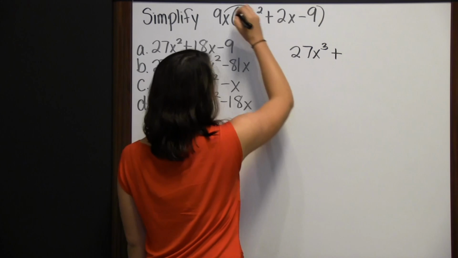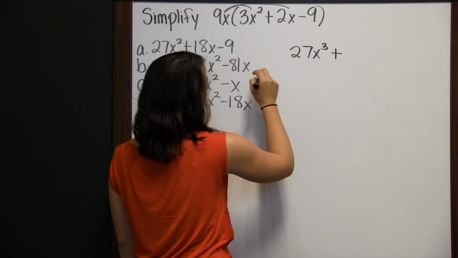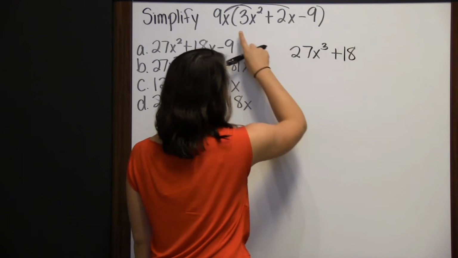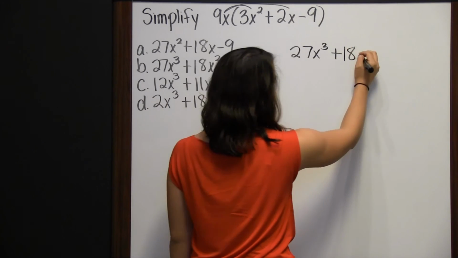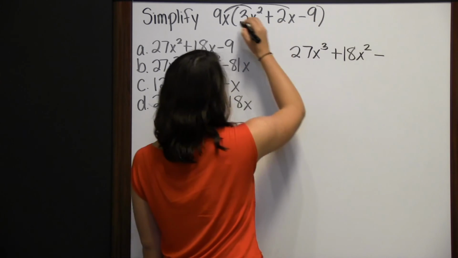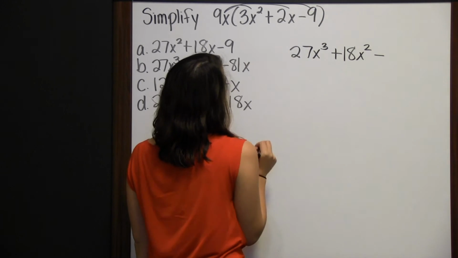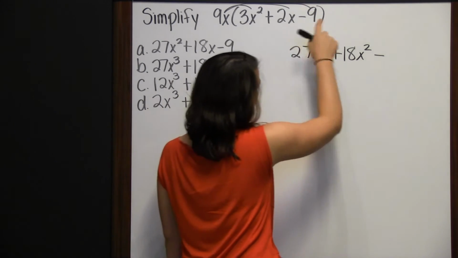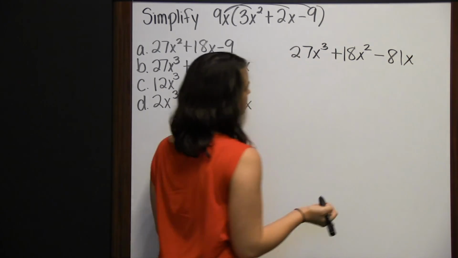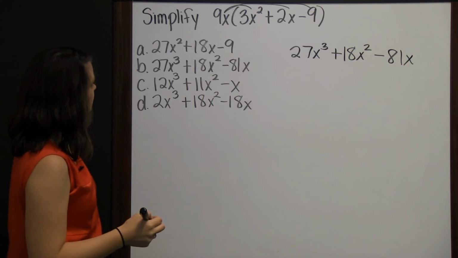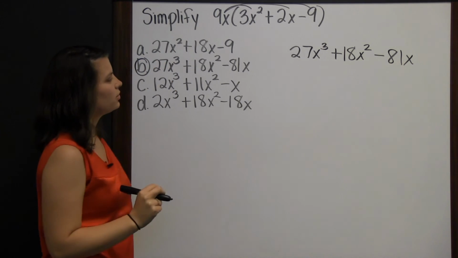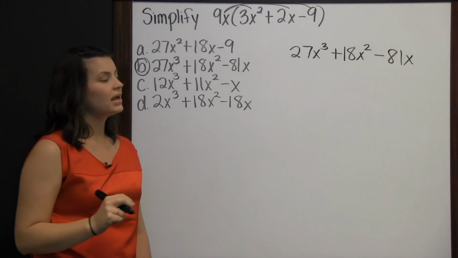Plus 9x times 2x, 9 times 2 is 18. X times x is x squared. Minus 9x times 9. 9 times 9 is 81. X. And that would be answer choice B. 27x cubed plus 18x squared minus 81x.